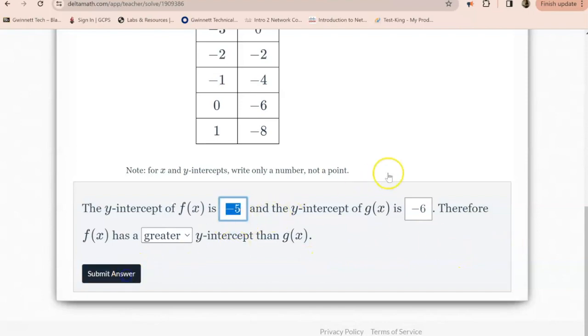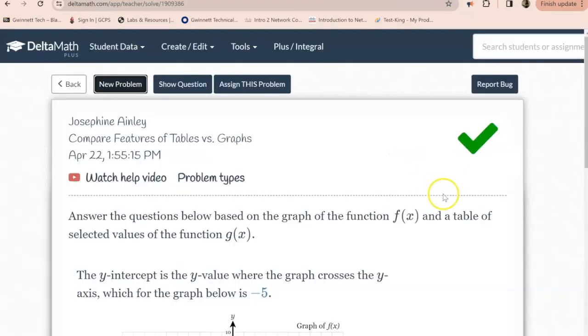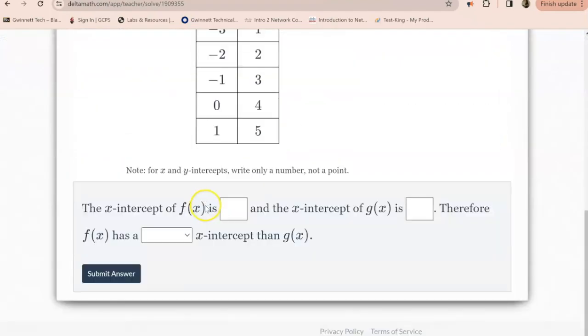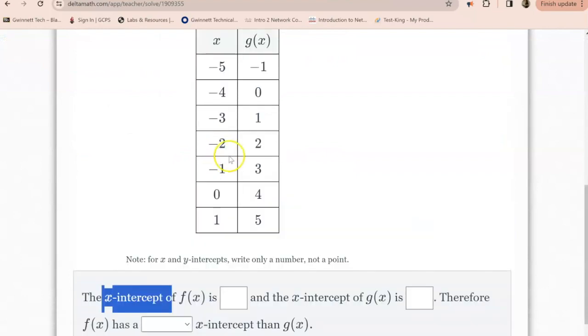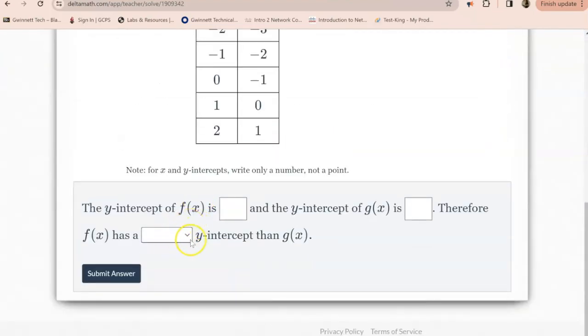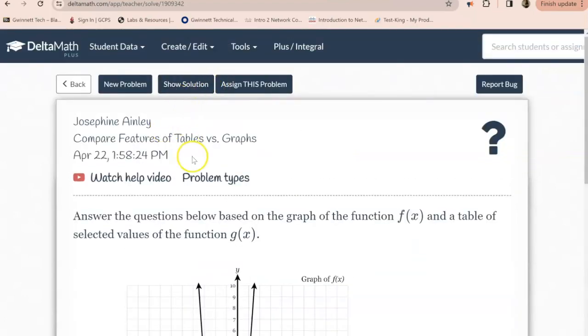So that's greater than. All right, but again, like I said, there could be a trillion answers they could ask out of this. So you can see that one was y-intercept. This one is x-intercept. Where does it cross the x-axis? All right, so I'm just going to talk about it. This one is y-intercepts. Let's see what else you can get.